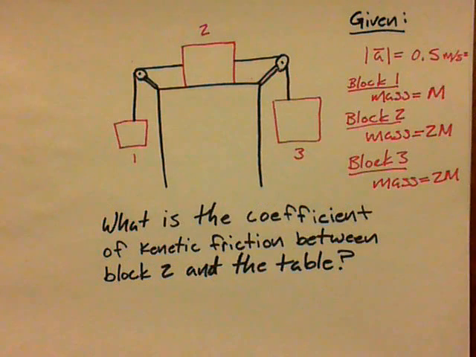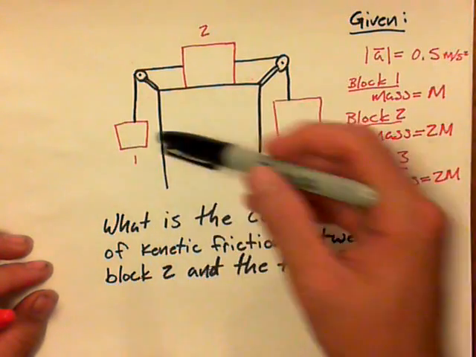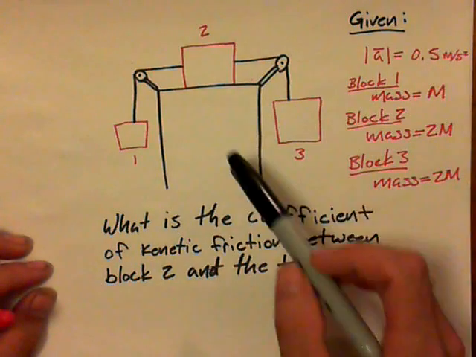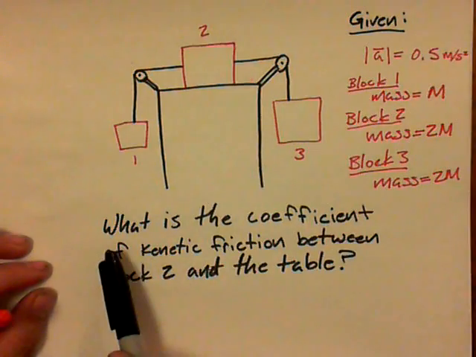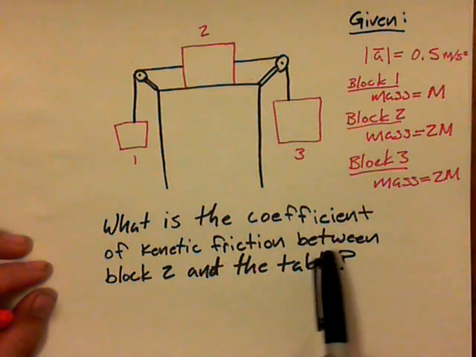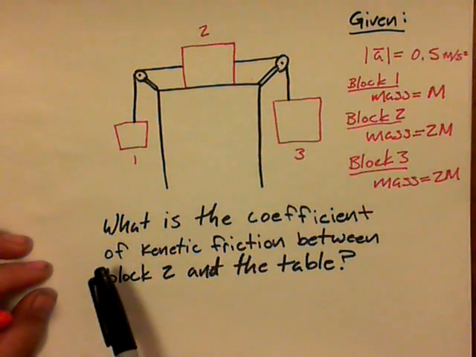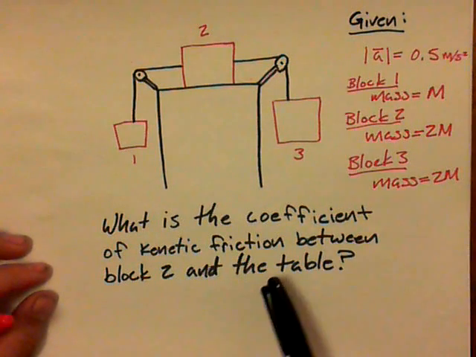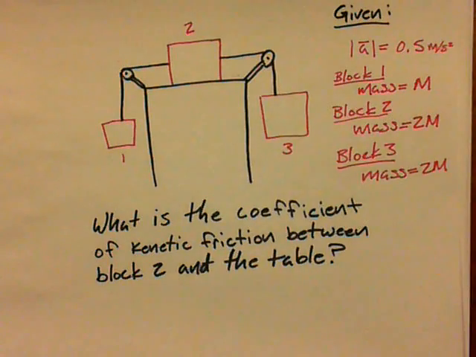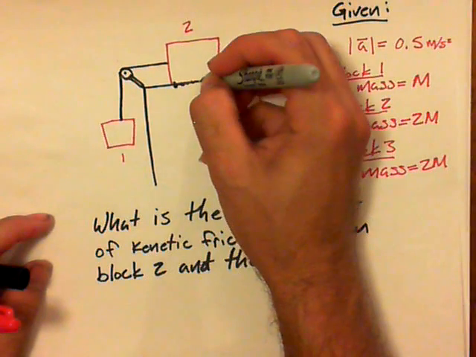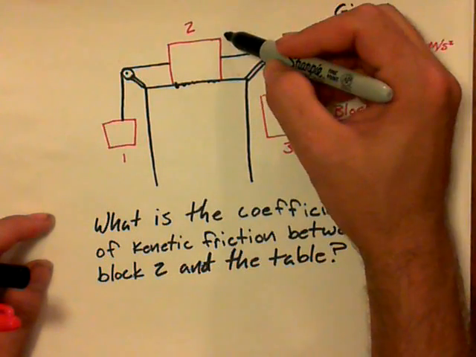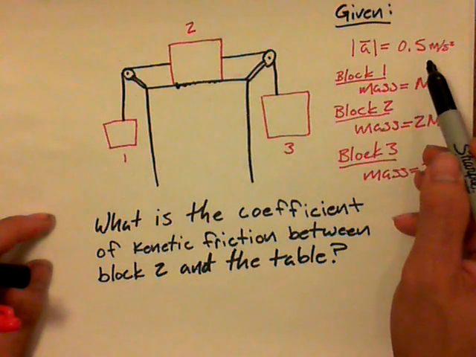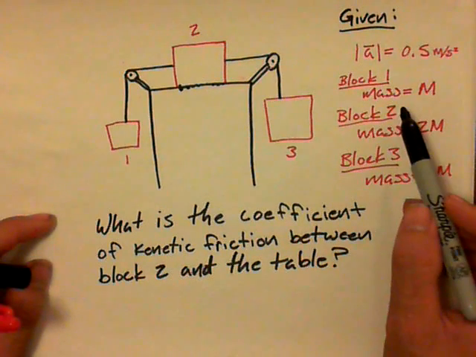So the question is that you have these three blocks, and they're all connected by this cable. And the question is, it wants to know what the coefficient of kinetic friction is between block 2 and the table, which is this block right here. It gives us an acceleration of 0.5 meters per second, and then it gives us the masses.